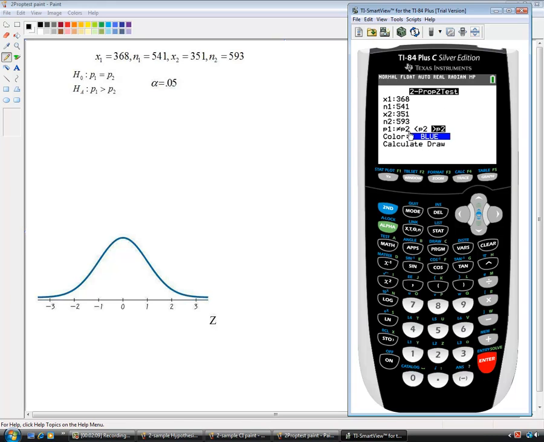Alright, and we have to choose among these. We are choosing the greater than. We're looking for P1 greater than P2, so we're good here. If not, you would need to highlight this one by moving over and hitting enter.